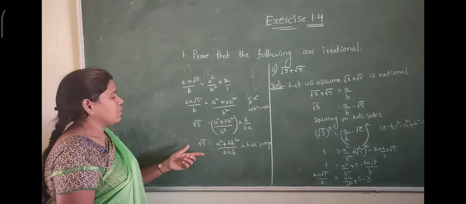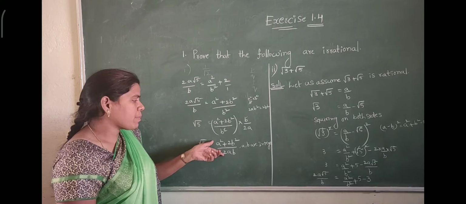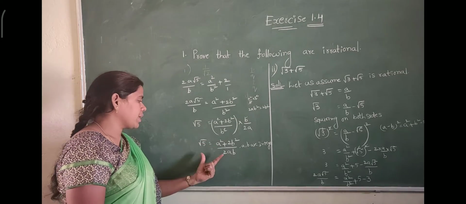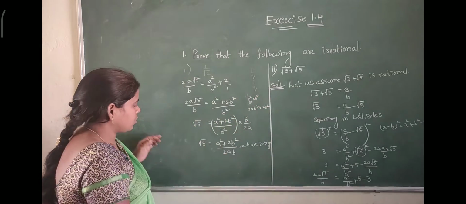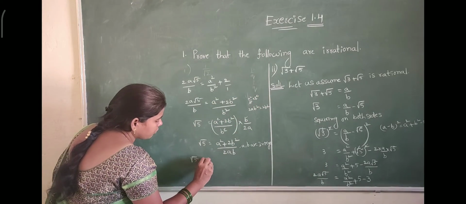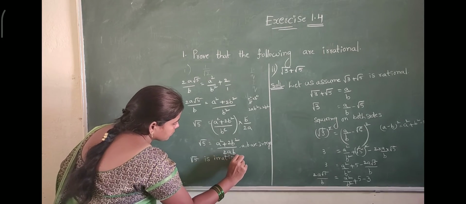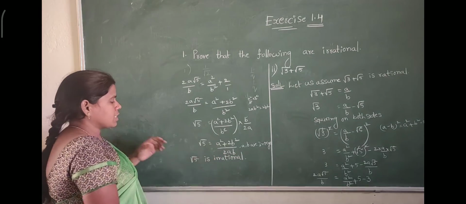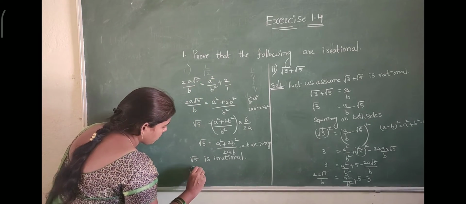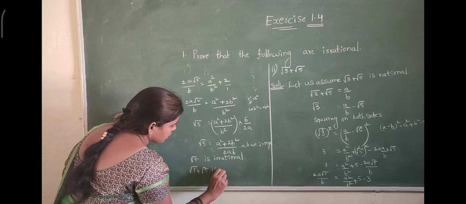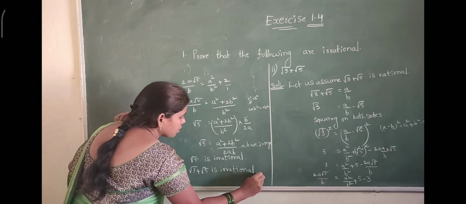Okay, we already know that root 5 is irrational, and this is in the form of a rational number. We can't make these two equal, so our assumption is wrong. Already we know root 5 is irrational. This is rational. These are not equal. That's why root 3 plus root 5 is irrational. This is our proof.